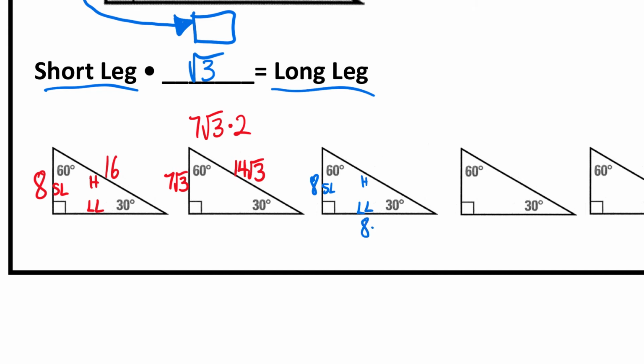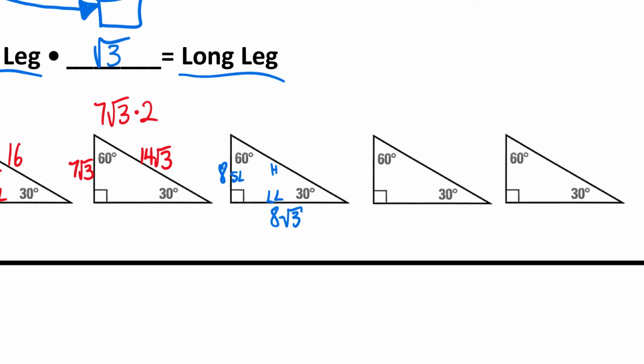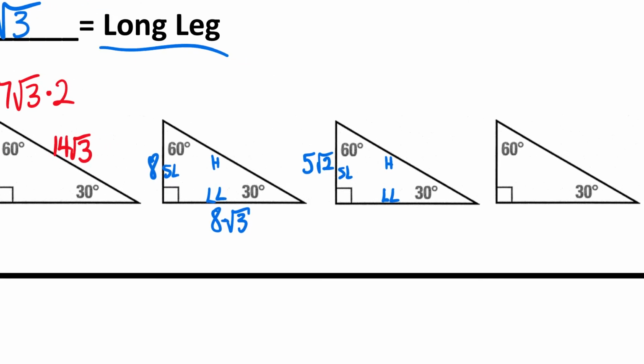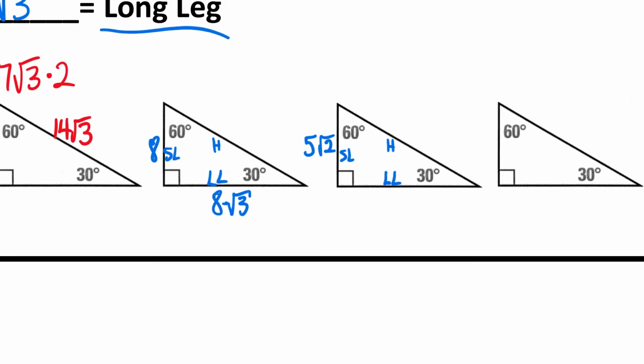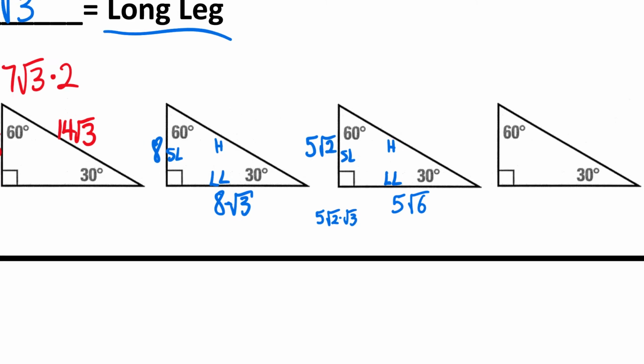Times the square root of 3. So this is 8 times the square root of 3. And again, you don't have to put the dot there. You can just write it like that. Okay. Hypotenuse, short leg, long leg. Let's say the short leg is 5 square root of 2. I'm going to do 5 square root of 2 times the square root of 3. It's going to give me 5 square root of 6.